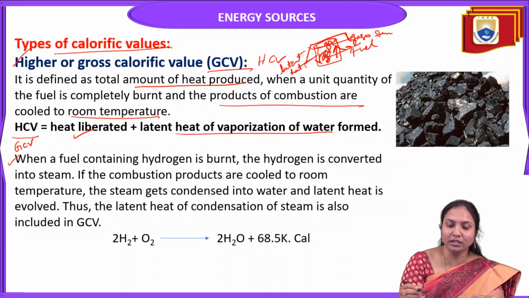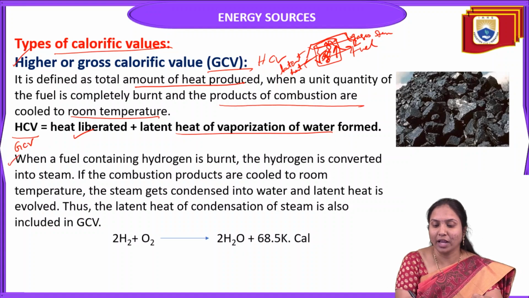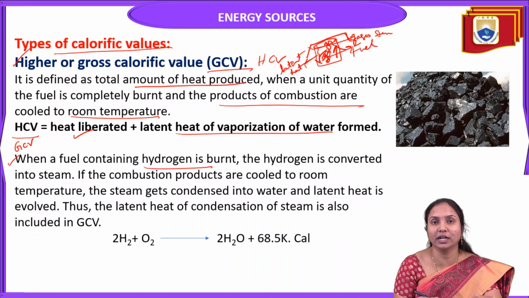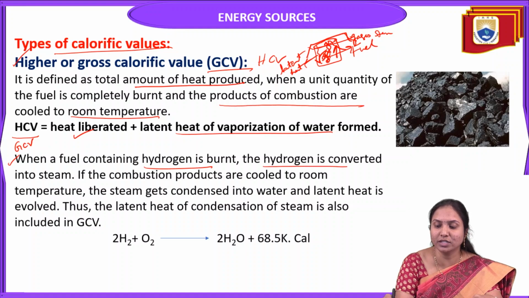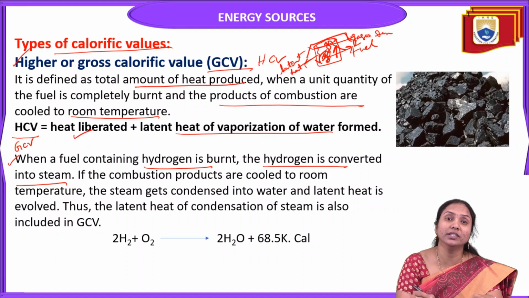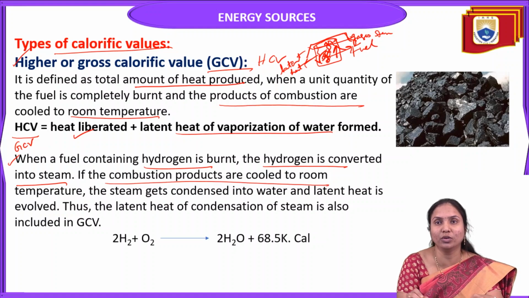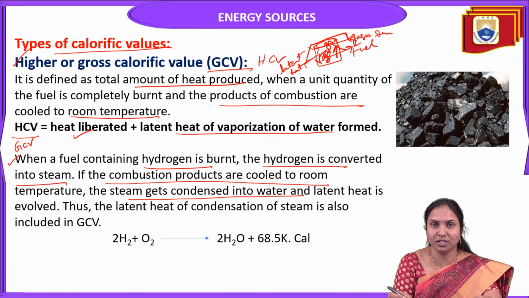So for example here, if the fuel contains hydrogen, during the burning process the hydrogen is converted into steam. If the combustion products are cooled to room temperature, the steam gets condensed into water. We already discussed this just now.